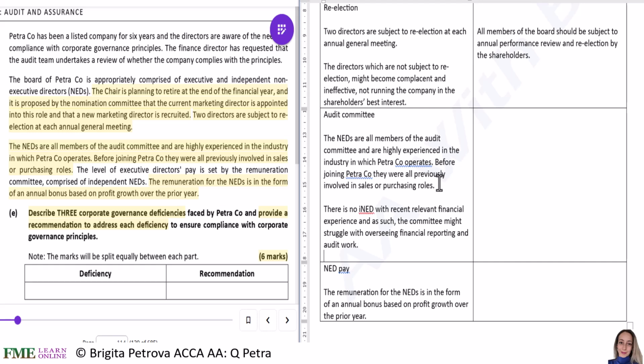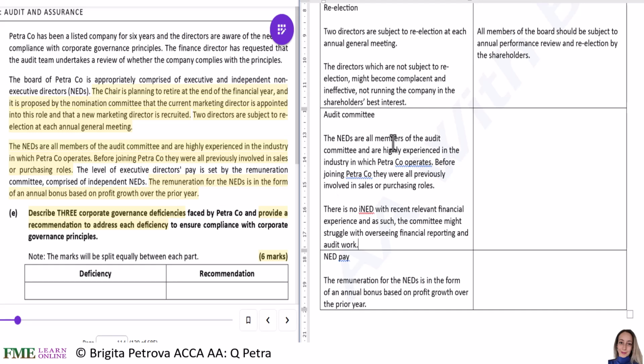There you go. So we have given now an explanation why this could be a problem, why this is a weakness. What's going to be our recommendation? Action by the company. What should the company do? Well, they should recruit an INED, shouldn't they? So recruit an independent non-executive director who has recent relevant financial experience, ideally in audit, to become part of the audit committee. That's it. Yeah, the recommendation is simple.